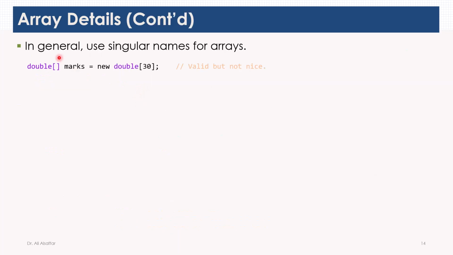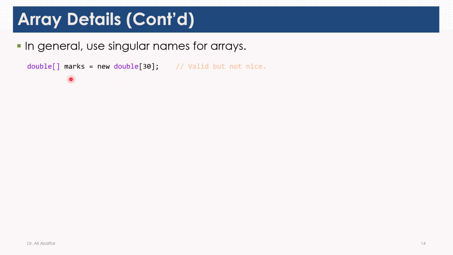Next, in general, it is better that you use singular names for arrays. Since arrays hold more than one element, it seems to make sense to give them plural names rather than singular names. However, this creates confusion when referring to individual indexed variables, and programmers find that their programs read better if they use a singular form of an array name, like the following example. Here we are declaring an array for marks. See the name, it is a plural. This is valid, but it is not nice.